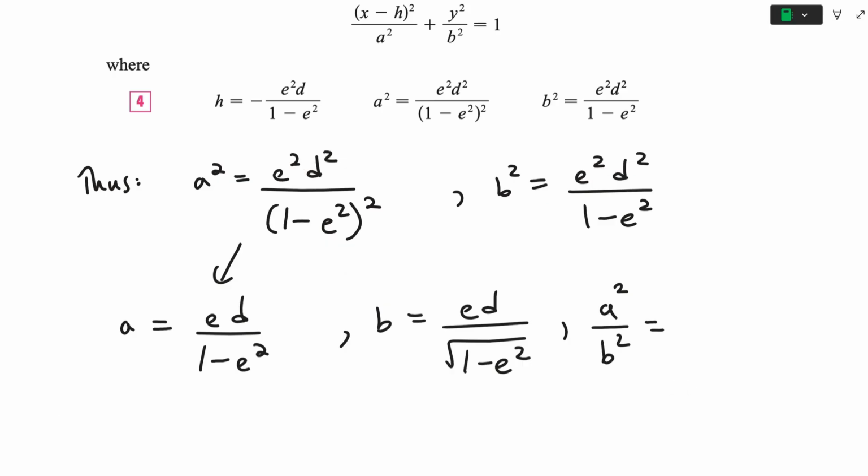So this is going to be, well, just the EDs all cancel. We're going to have a 1 over 1 minus e squared. Basically the only thing it has more is just this extra square there. So that's what we have there.